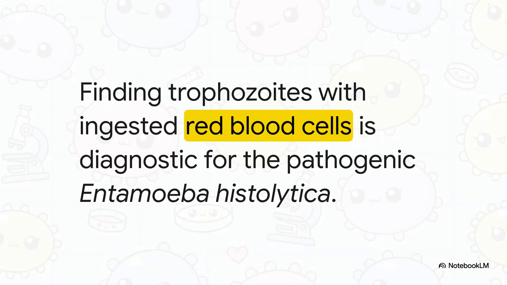And this is the absolutely crucial point. If you see a trophozoite that has actually eaten red blood cells, that's the smoking gun. It is diagnostic for the pathogenic Entamoeba histolytica. Why? Because it proves it's invading the host's tissue. Case closed on that front.